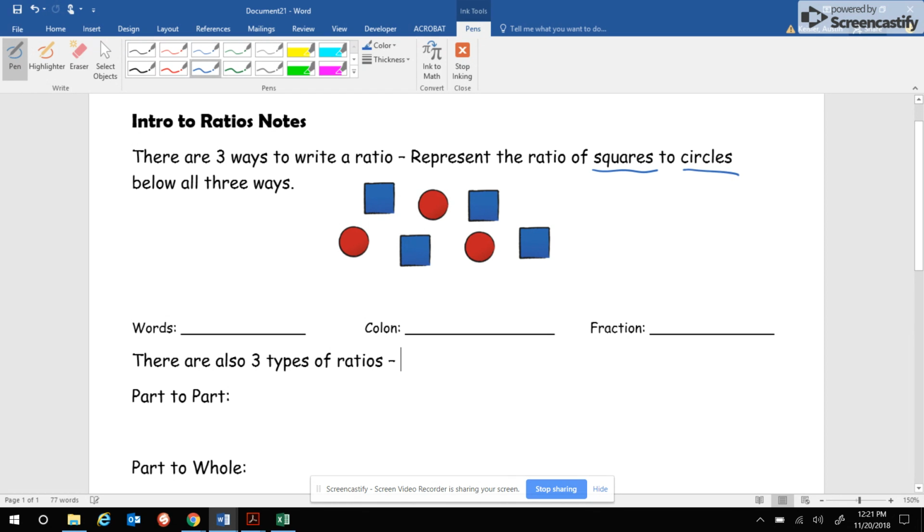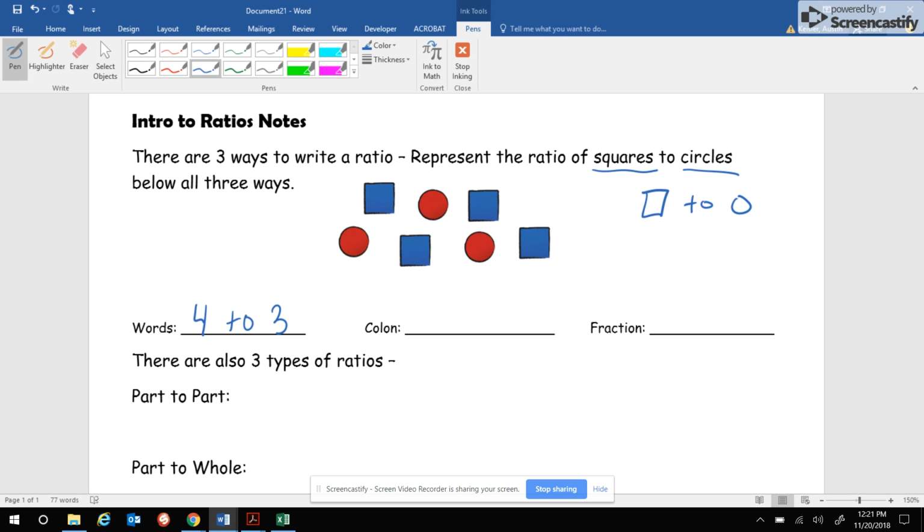With ratios, you have to make sure that we're writing it in the exact same order that the statement tells me to. So this says ratio of squares to circles. So I need to make sure all of my ratios are in that same order. So if I look, I have 4 squares and I have 3 circles. So in words, I'm just going to write the word "to." So I have 4 squares to 3 circles. So my ratio would be 4 to 3.